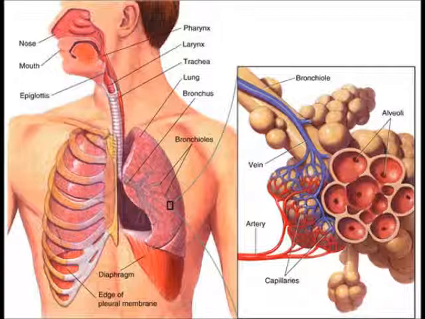And in the right lower lobe, you have five segments. They are lateral basal, anterior basal, medial basal, posterior basal, and superior. Clear? Now we're going to go to the left lung.